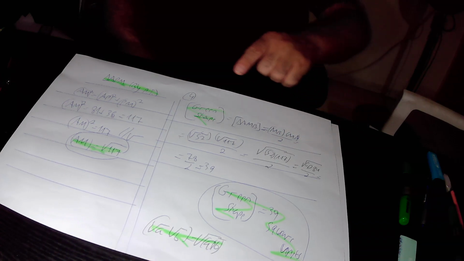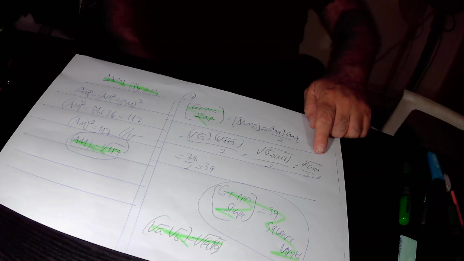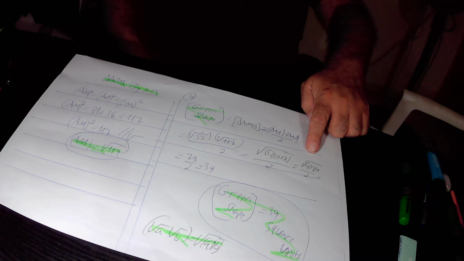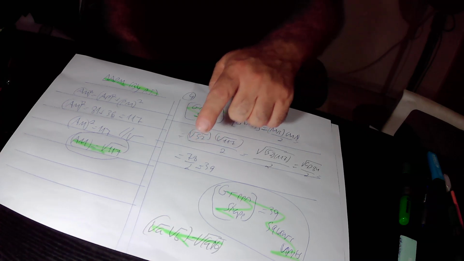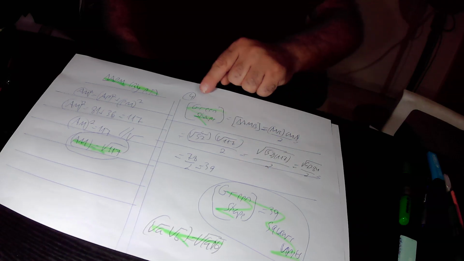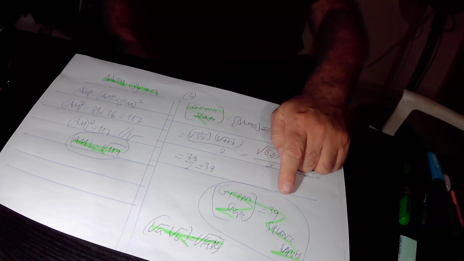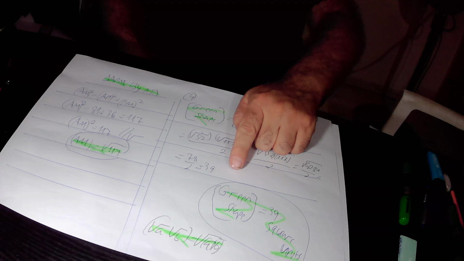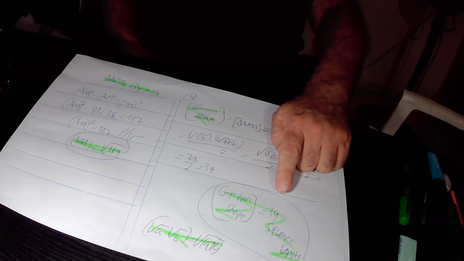So in total, the area of the green shape equals the square root of 6084 over 2. The square root of 6084 is equal to 78, divided by 2. 78 over 2 is 39. So in total, the area of the green shape is equal to 39 square units in size.